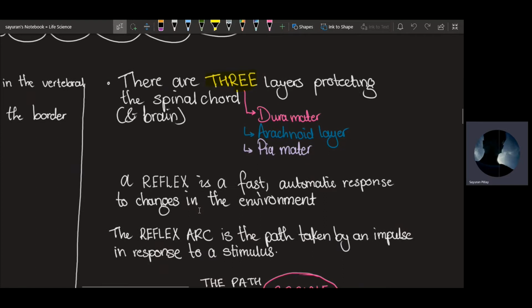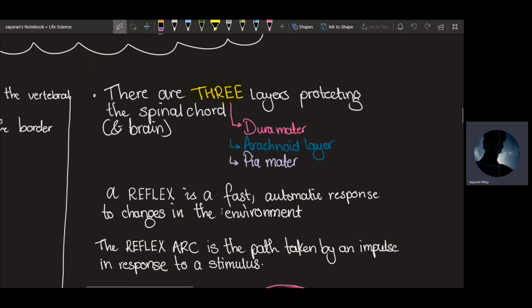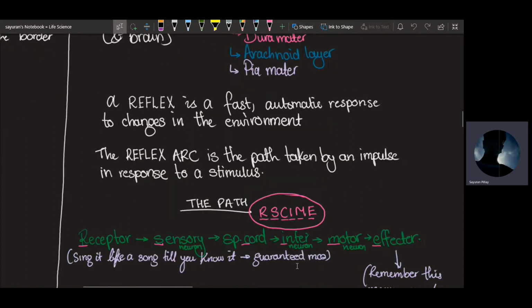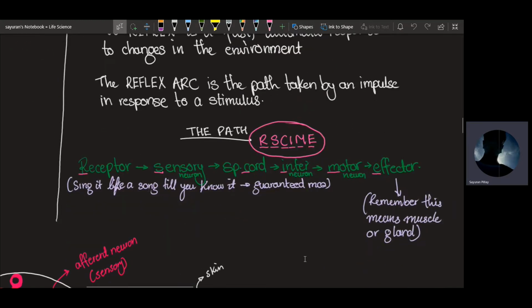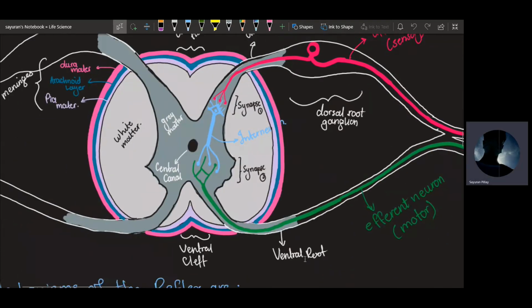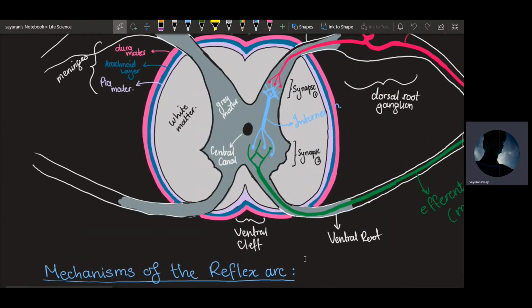What's on here? So the reflex, these are some definitions that you need to know for your exam. Reflex is a fast, automatic response to changes in the environment, whereas the reflex arc is the path that's taken by an impulse in response to a stimulus. Remember, I spoke about when you touch something hot and you move your hand away, that's a reflex arc, right? And we're going to look at how that information is carried throughout the body through nerves, okay? And it's given here, and I will talk about that. We'll talk about that now using this diagram, right?